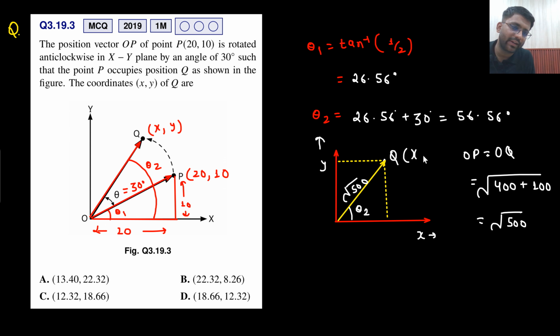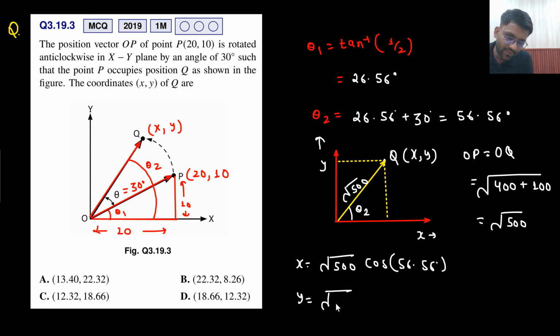So can you find out the coordinate x comma y? Yes sir, x will simply become under root 500 cos theta 2. What is the value of theta 2? That is 56.56. And the value of y will be under root 500 sin theta 2. What will be sin theta 2? 56.56 degree. So cos 56.56 into under root 500.